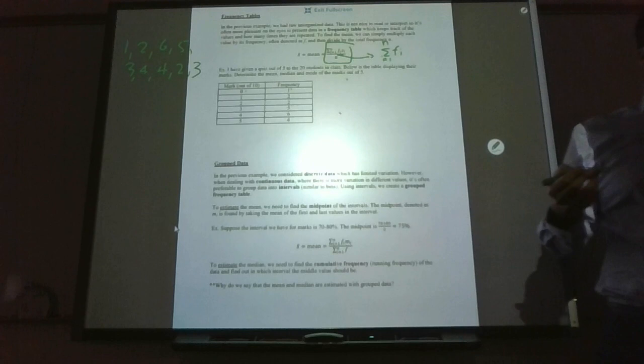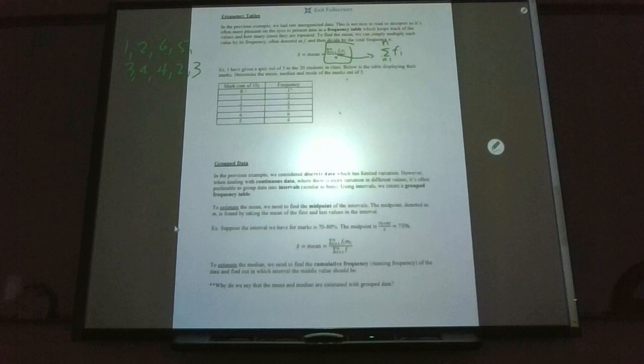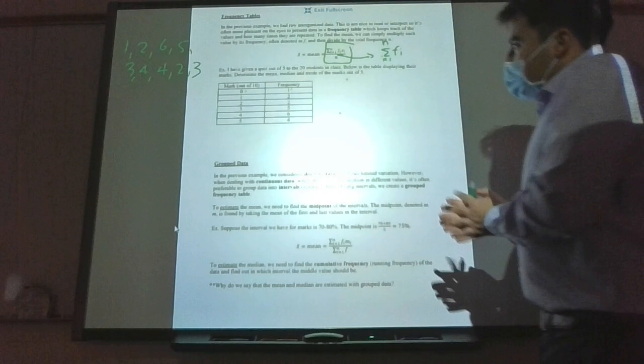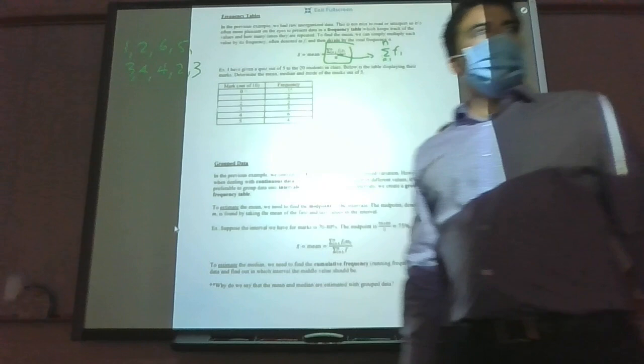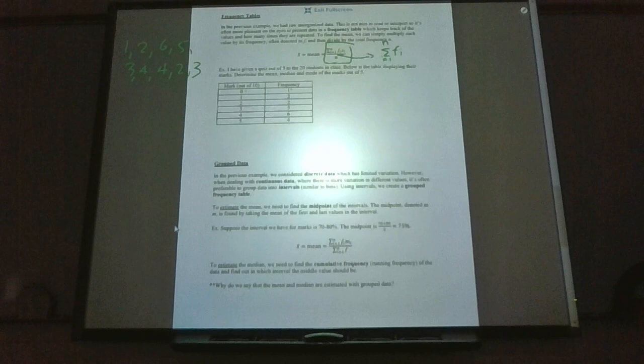If you add up all the frequencies, that makes sense, right? If you add up all the number of times different values occur, it should give you n, which is the total number of times you've done it. So let's look at this example here. I give this class a quiz, 20 students, and the quiz is out of 5. So this table shows you what all the marks are. So determine the mean, median, and mode. I'll let you try this one out.